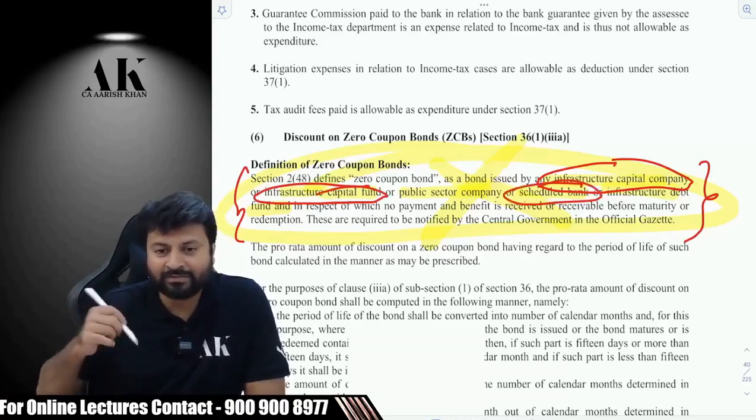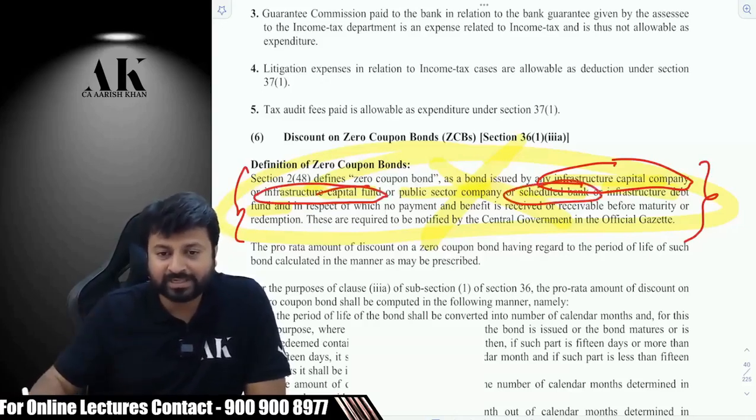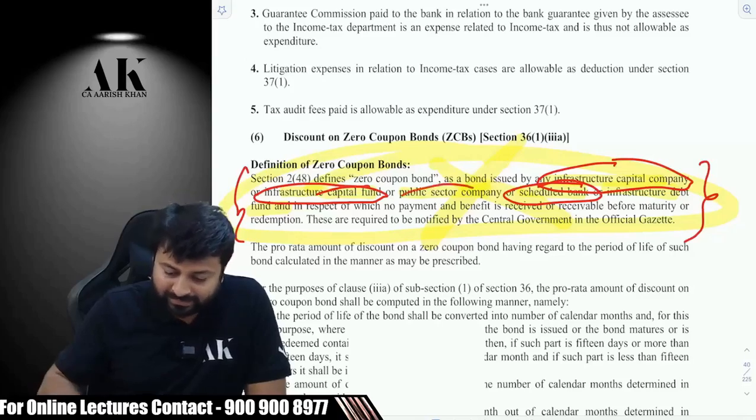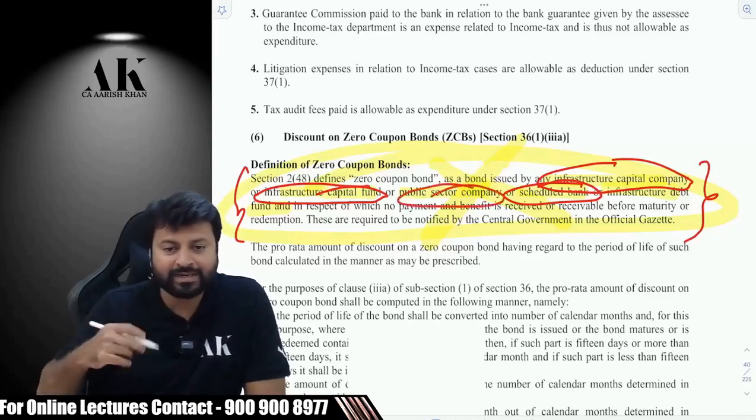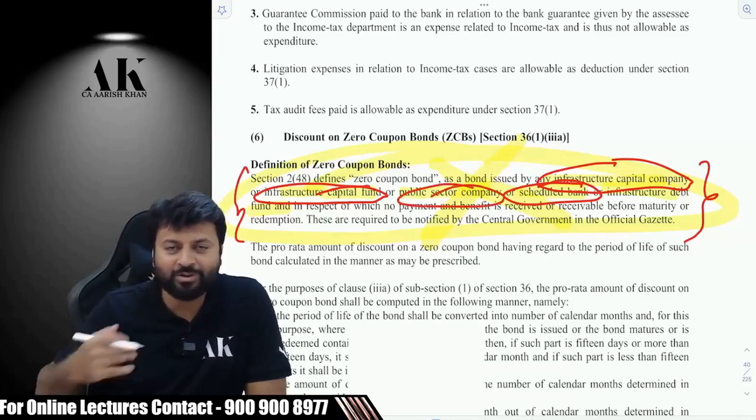Is the term scheduled bank defined under the income tax law? Yes, it is defined. What is a public sector company? Is a public sector company. I can do all these things. But I know what is relevant for exam and I know what is not relevant for exam.